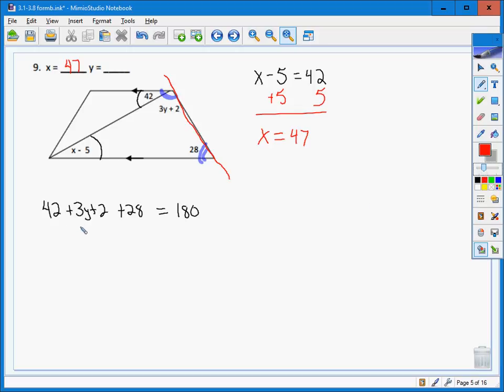Combine like terms, 42 and 2 and 28. 3y plus 72 is equal to 180. Subtracting 72 from both sides, 3y then is equal to 108. And so when I divide by 3, I get y equals 36.